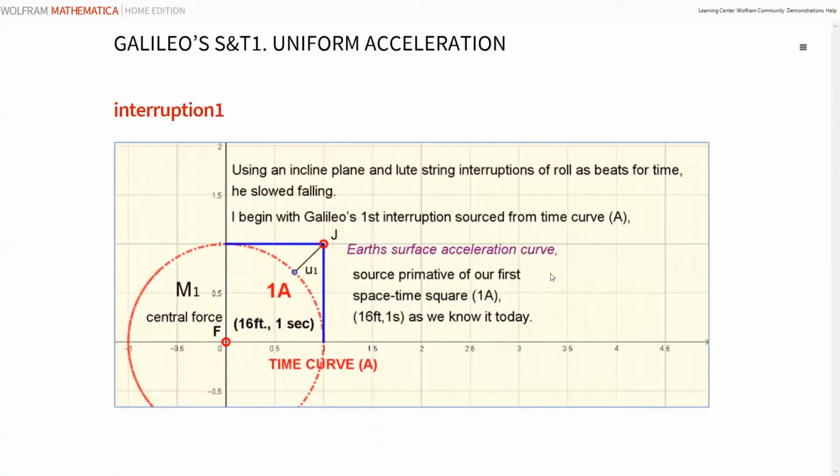Galileo's SNT1, uniform acceleration, interruption 1. Using an inclined plane and loop string interruption and roll as beats for time, he slowed falling. I begin with Galileo's first interruption sourced from time curve A, Earth's surface acceleration curve. Source primitive of our first space-time square 1A, 16 feet, 1 second, as we know it today. Space-time square 1A sets the dimensions of our Euclidean space-time frame. I reference this tile as the first second tile.